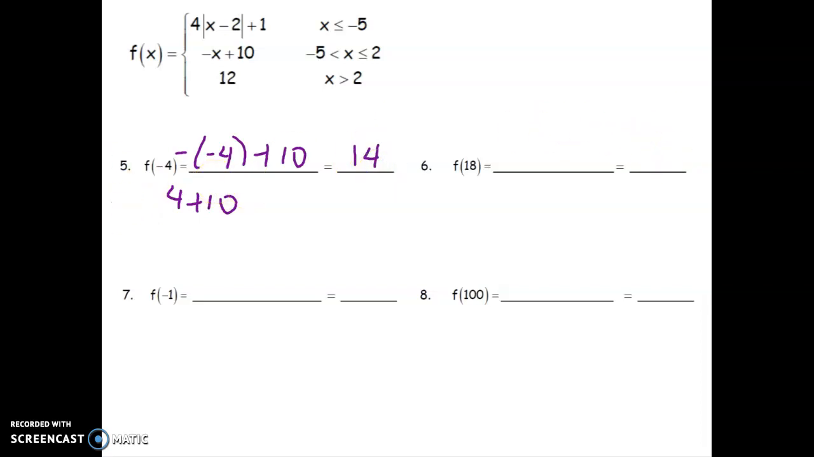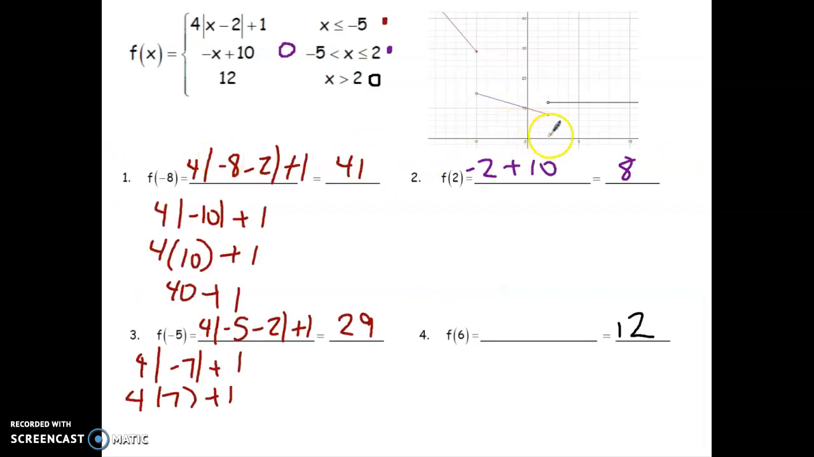Okay, let's look back at our last graph. So when I was at negative 4, sorry, it is right here, and you can see that I would be right up here at positive 14.